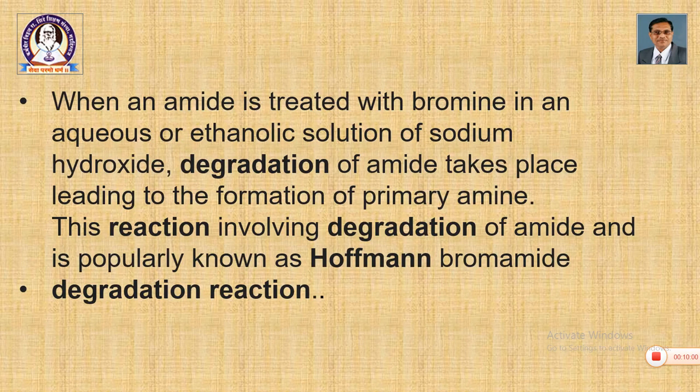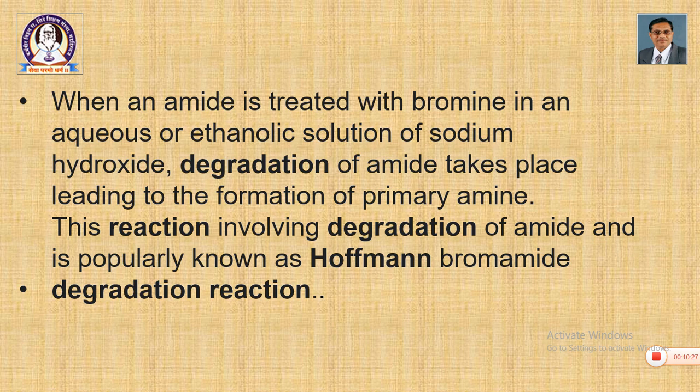When an amide is treated with bromine in an aqueous or ethanolic solution of sodium hydroxide, degradation of the amide takes place, leading to the formation of a primary amine. Means the amide is treated with bromine in aqueous ethanolic solution of sodium hydroxide, so an alkaline medium is there. This alkaline medium and the starting material amide give the reaction in the best way.